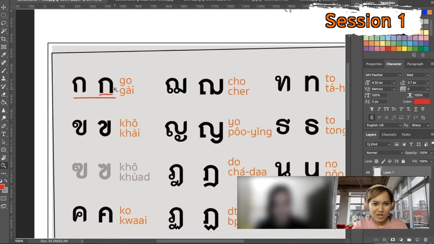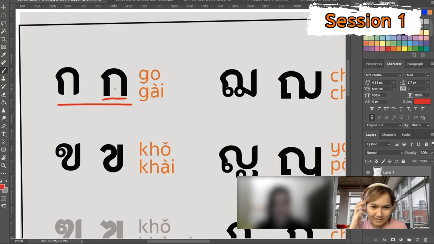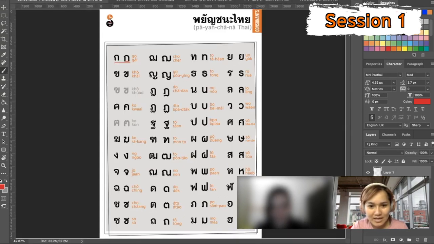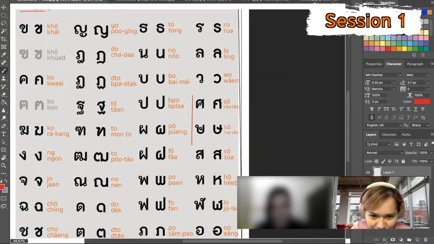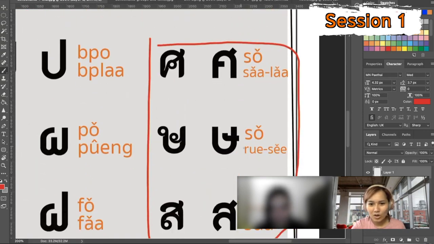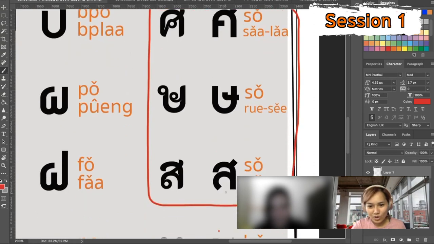Okay, this one is Go Gai. In English, you have A Alpha, B Bravo, right? But in Thai, we have a name for each letter too, because some of them sound the same, like these three are pronounced so, but they're different. This one is so sala. This one is so rusi. This one is so sua. So if you ask someone how their name is spelled, and they say so, you have to ask which so, because these are the same.